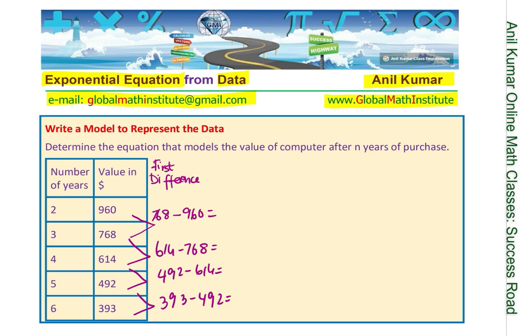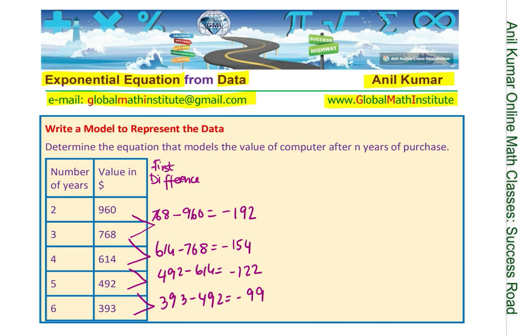768 minus 960 gives me a value of minus 192. 614 minus 768 gives me negative 154. 492 take away 614, that is negative 122. And we have 393 take away 492, that is minus 99.